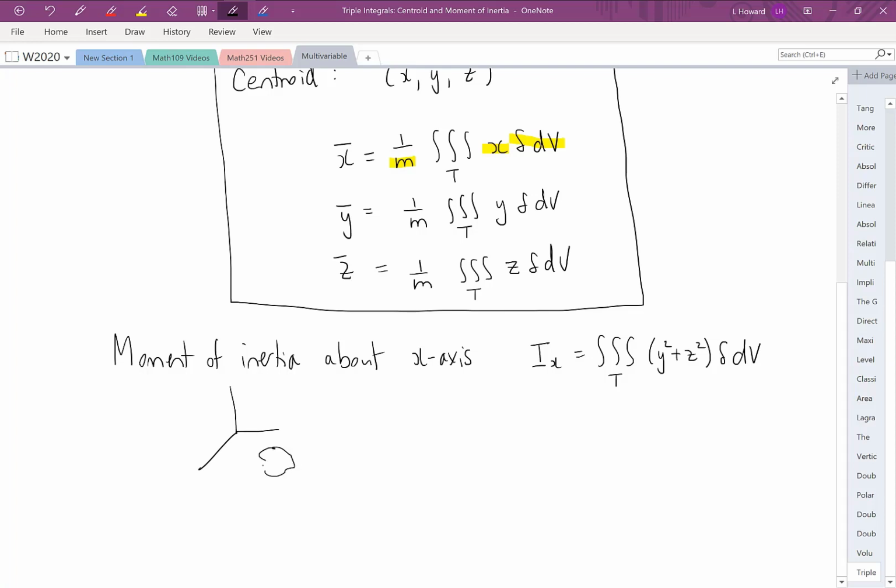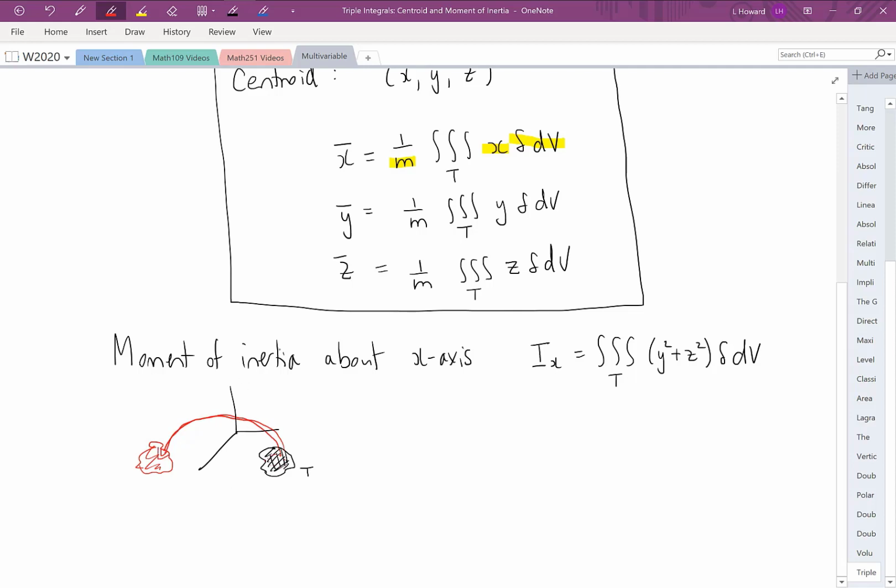Let's say you've got a solid, three-dimensional region here, T, and we're talking about rotation about our x-axis. You're going to imagine this region rotating about your x-axis, possibly coming over here. In this context, the x-coordinate of these different points will not be changing, but as the rotation happens, the y and z coordinates will be changing.